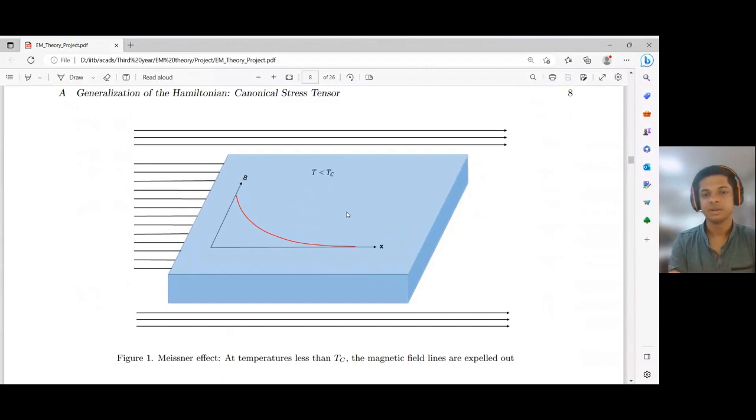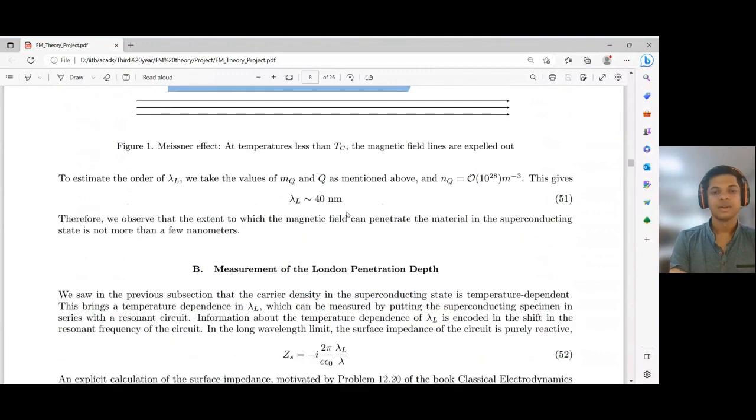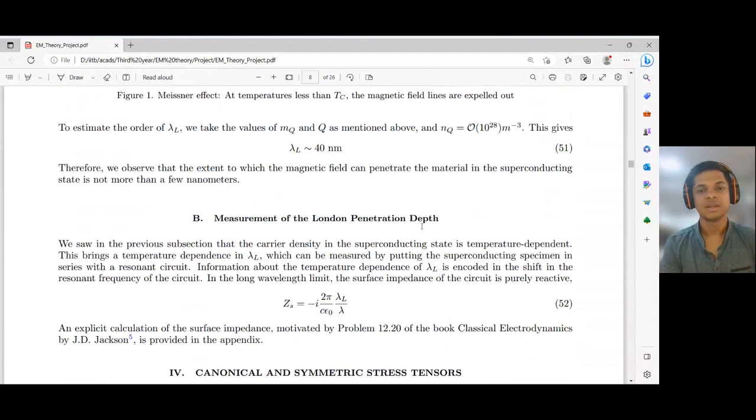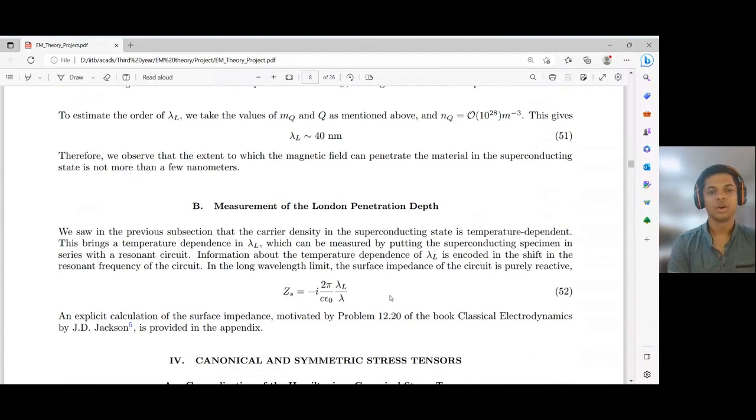So next we look at how we measure London penetration depth. The measurement scheme is quite straightforward. What we do is we put the sample in a series with a resonant LC circuit, and we change the temperature. Now, with the temperature, the resonant frequency of the circuit changes. The shift in the frequency basically encodes the temperature dependence of lambda L, and it is seen that in the long wavelength limit, the surface impedance of the circuit is purely reactive.